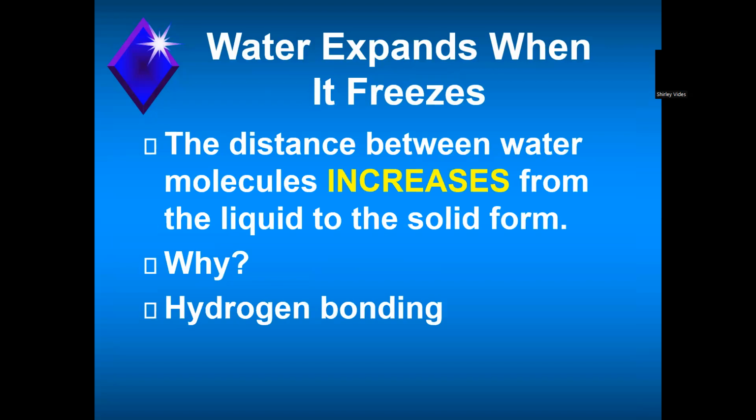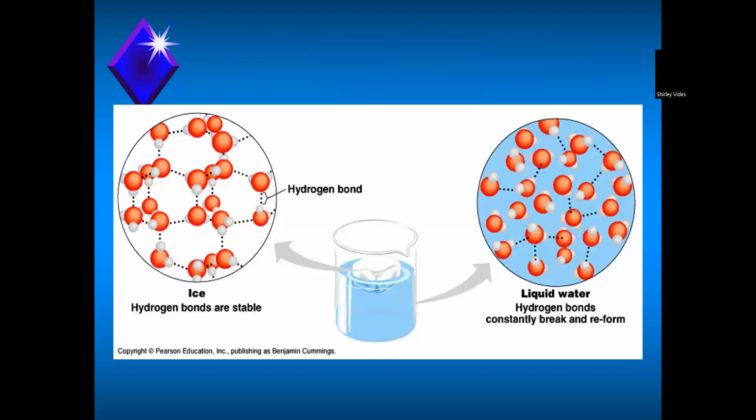Another thing is it has a very weird property. If you freeze water, instead of decreasing, the distance between molecules increases. And that is because of the hydrogen bonding. There's a picture of a representation of that hydrogen bonding happening in a frozen state. You notice how it's larger than the one in the liquid? And that is why ice floats in water.